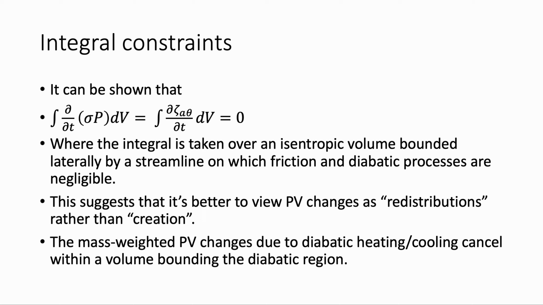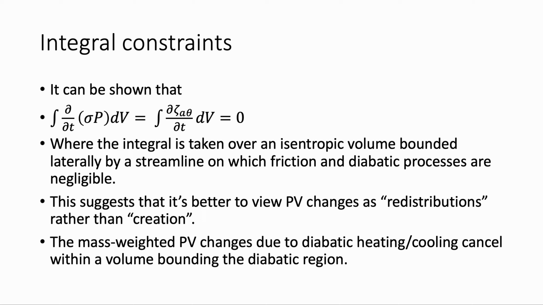In other words, if you have a large enough volume, and let's not worry about boundary effects for now, and let's assume that the boundaries are very well behaved. But if we integrate over a large enough isotropic volume, then we can show that PV over this volume is constant. So PV is neither created nor destroyed, but it's merely redistributed.